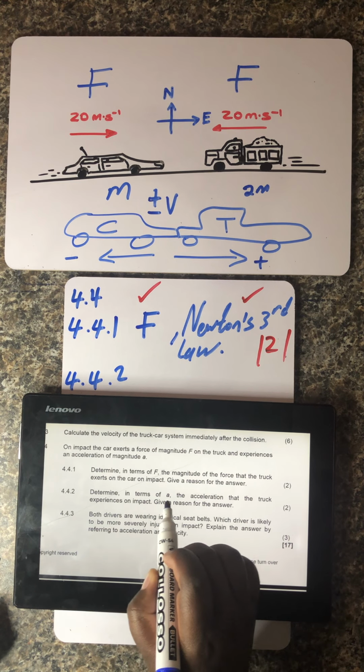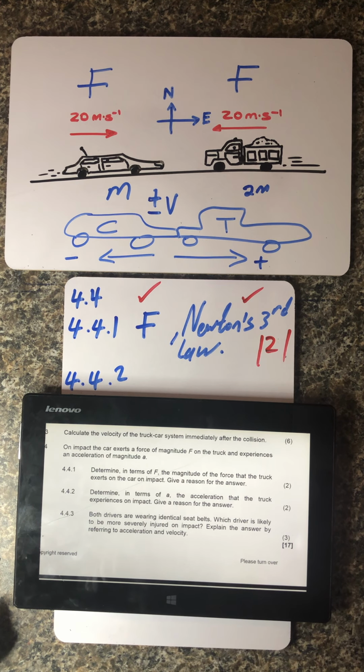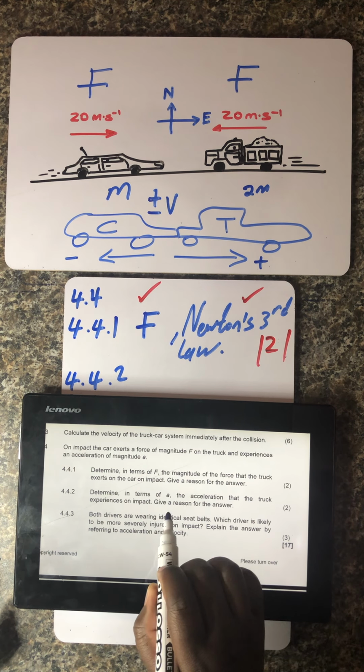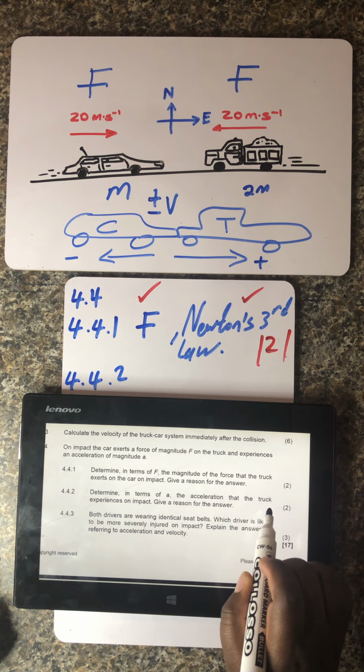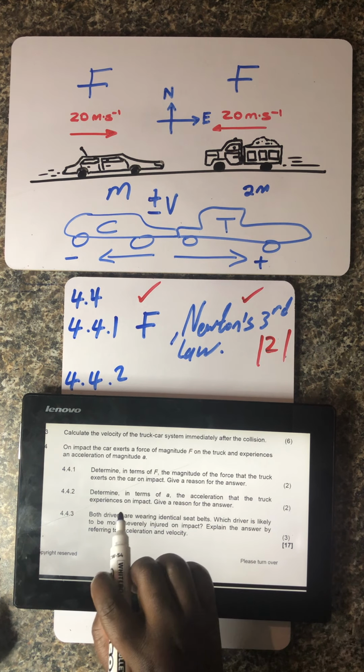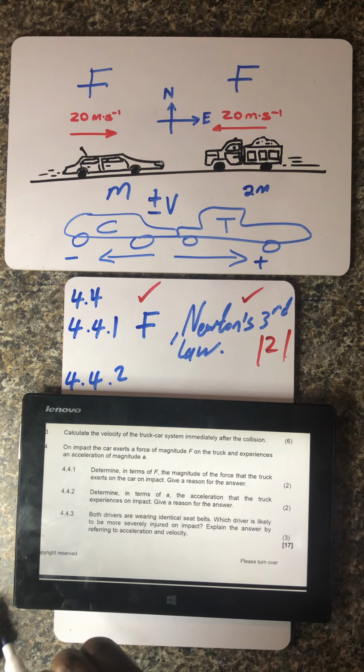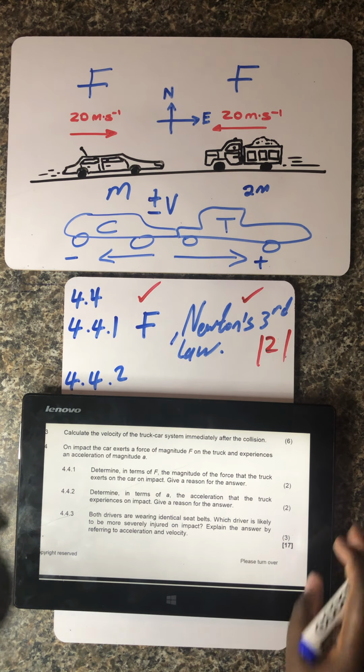Determine in terms of A. So your answer should be in terms of A. Very, very important. Determine in terms of A, the acceleration that the truck experiences on impact. And they say, give a reason for your answer. Very, very important, ladies and gentlemen.